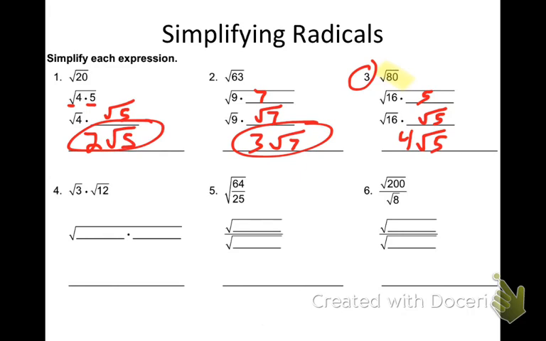Number 4, square root of 3 times square root of 12. Well, what's 3 times 12? So that's really the square root of 36. Square root of 36 is? Boom.